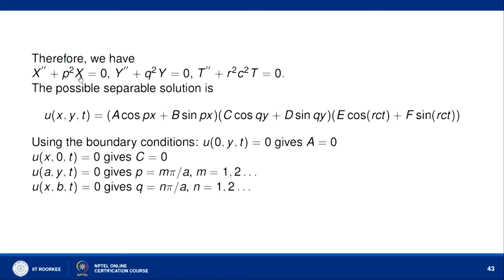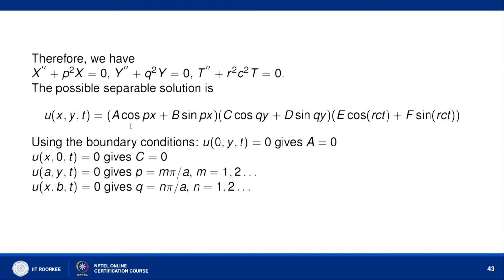Now we already know how to find the solution here. It is a simple second order linear equation with constant coefficients, and we can find the possible solution u(x,y,t) as follows: for X double dash plus p square X, we have a cos px plus b sin px; for Y double dash plus q square Y, we have c cos qy plus d sin qy; and for T double dash plus r square c square T, we have e cos rct plus f sin rct. Here a, b, c, d, e, f are all constants. So now we try to find the values of these constants.